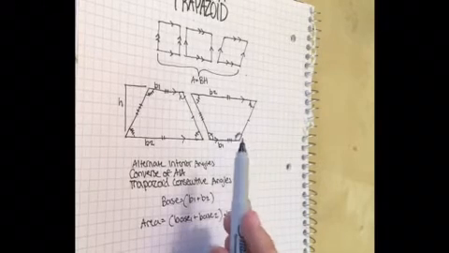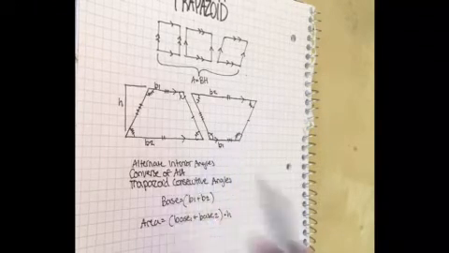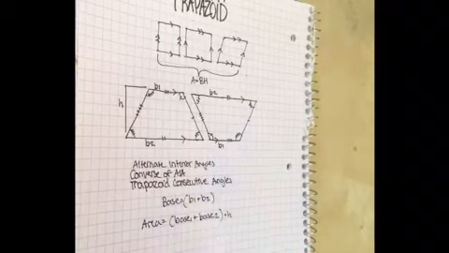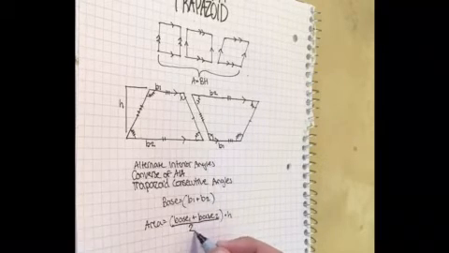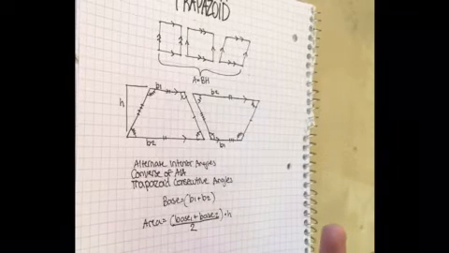Because we added a second trapezoid into this equation, we have to divide this whole thing by 2 to make it even, or set it even again.